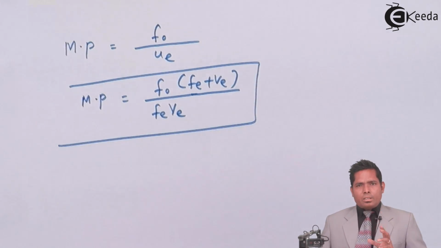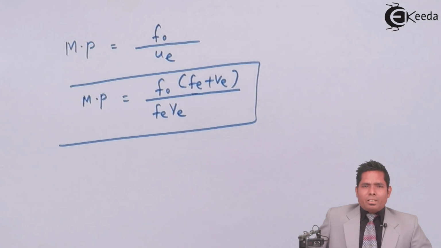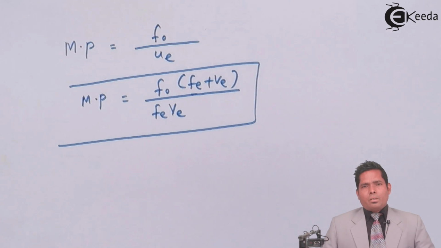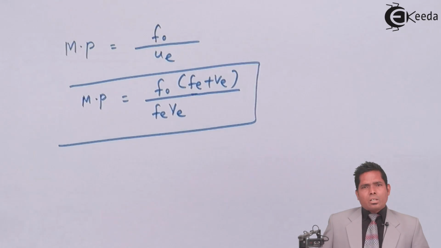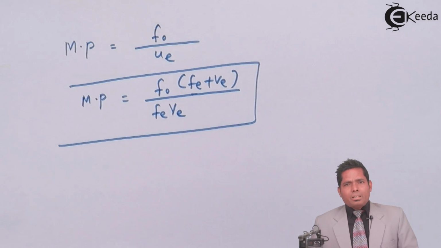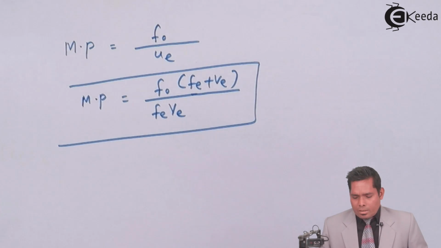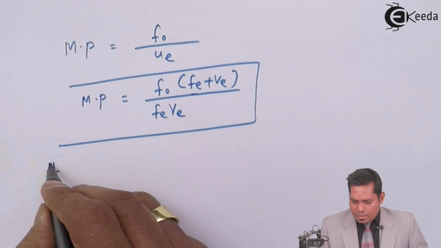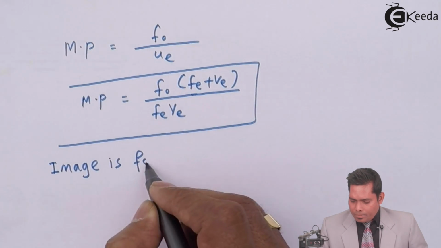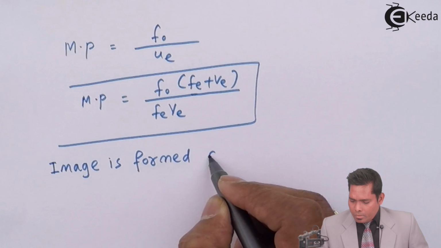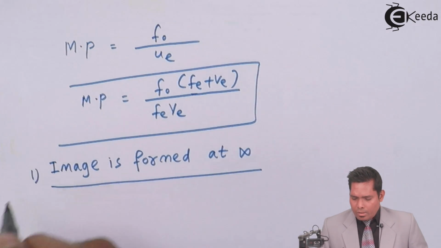Now there are two conditions. One, where to get the images. In case of a telescope, if nothing is mentioned, then the image is supposed to be formed at infinity, and in case of a compound microscope, the image has to be formed at the least distance of distinct vision if nothing is mentioned. So we will consider both the cases. The first case is that the image is formed at infinity.